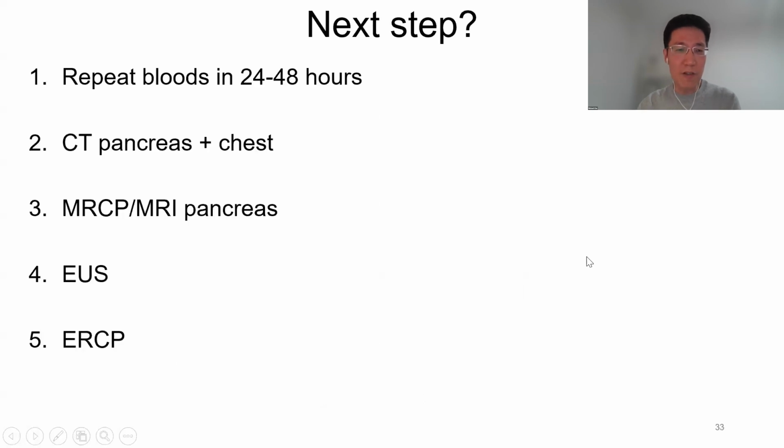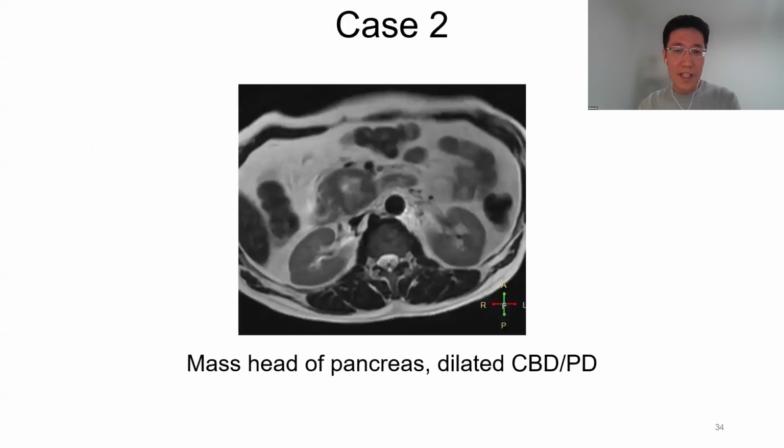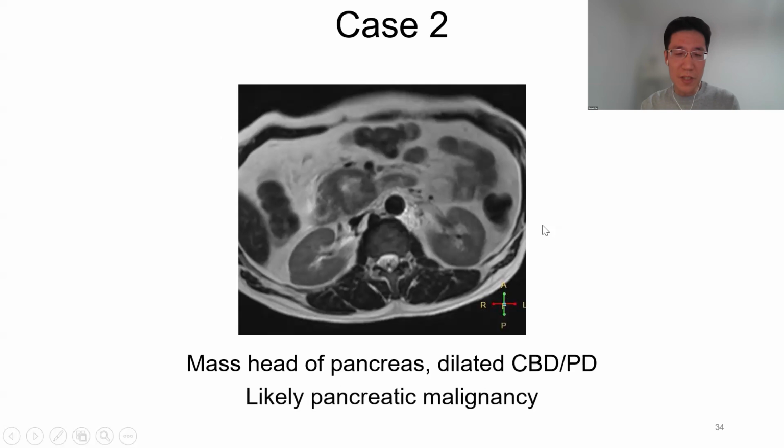And now going back to the algorithm, what would you do next? Ideally, you would probably get an MRCP or MRI pancreas, and as Adam alluded to, it's hard to get in primary care. So sometimes we get a CT pancreas first, but most of the time, the patient's probably going to end up getting both CT and MRI scans. So in this MRI scan, there's a mass at the head of the pancreas, with the dilated common bile duct and pancreatic duct, and it's going to be likely a pancreatic malignancy.